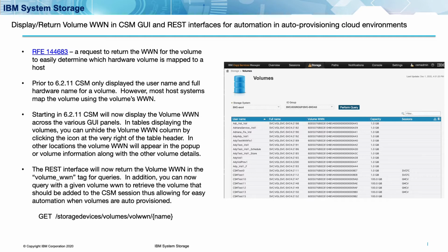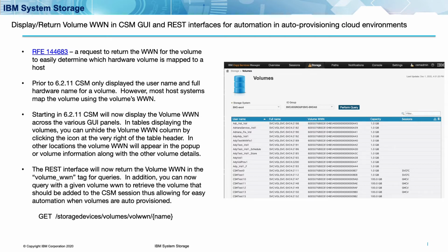So you can see the example there in the volumes table. We will display that volume WWN in a column. That column will be hidden by default, so not everybody needs to see it. But if you go to the top right corner of the table header, there's a little icon there that allows you to hide or unhide columns. You can unhide that column and start viewing the WWN if you need to. I believe the copy set table also has that feature for the different roles within a session. And the WWN will also show when you hover over or view volume details throughout the GUI and various pop-ups.